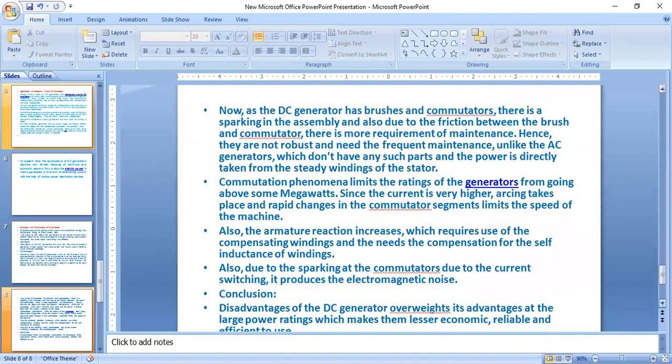Now, as the DC generator has brushes and commutators, there is sparking in this assembly, and also due to the friction between the brush and commutator, there is more requirement of maintenance. Hence, they are not robust and need frequent maintenance, unlike the AC generators, which don't have any such parts, and the power is directly taken from the stationary windings of the stator.